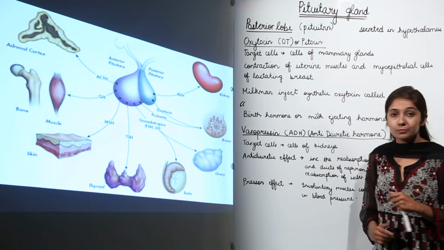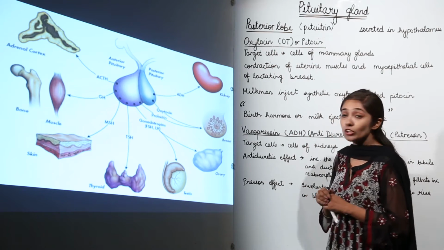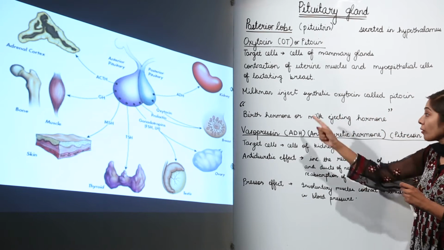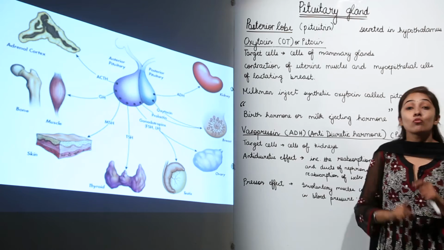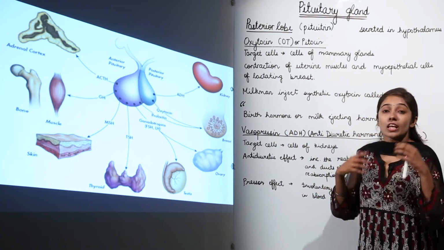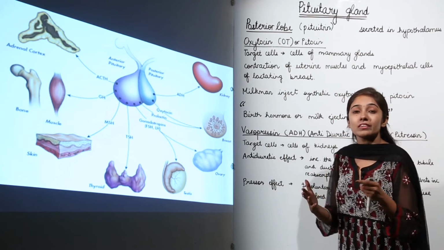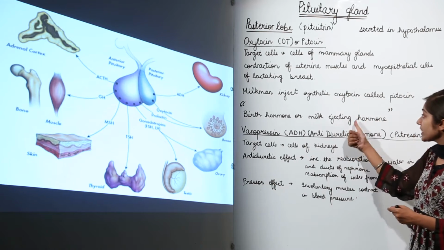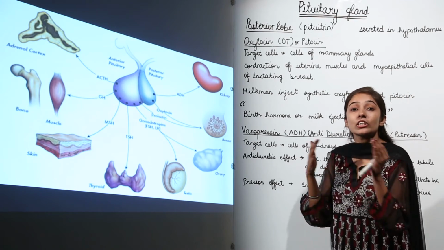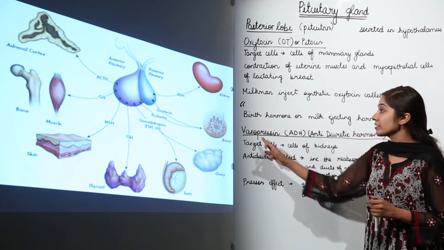that is called pitocin, right? So remember that the oxytocin hormone or the pitocin hormone is also known as the birth hormone or milk ejecting hormone. So from these terms only you can make out what is the function of the oxytocin hormone. Birth hormone, because it is contracting the uterine wall, uterine muscles, so it is going to help in the easy birth of the baby. Milk ejecting hormone, why? Because it is going to help in the secretion of milk from the mammary glands. Then next hormone we have the vasopressin hormone, right?